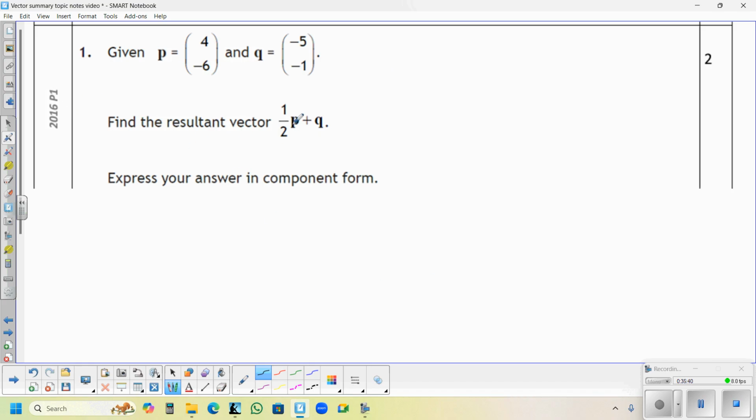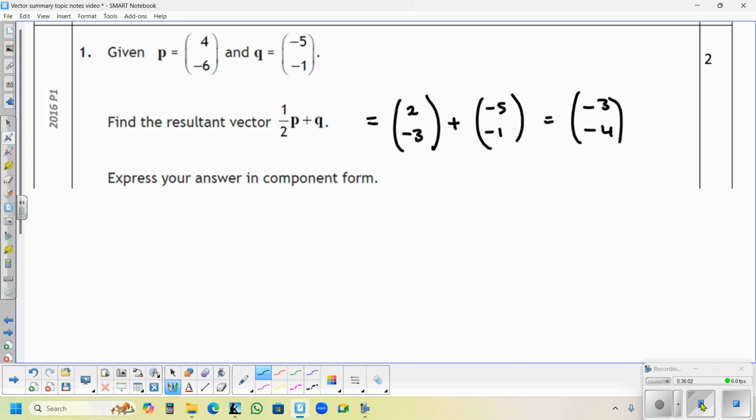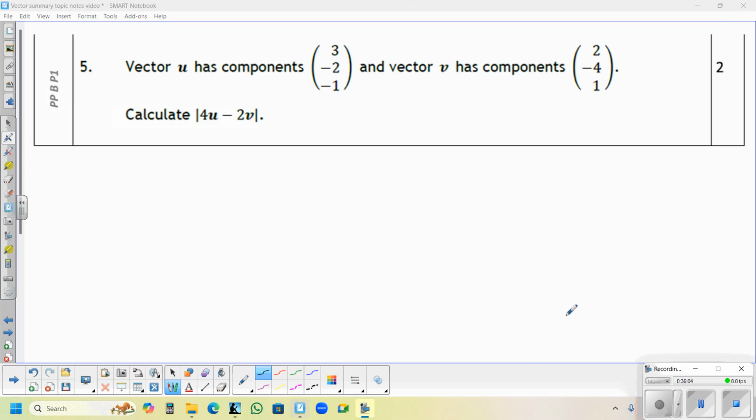So this time we want the resultant vector of a half p plus q. So a half p vector, half of 4 is 2, half of negative 6 is negative 3. We want to add on q, which is negative 5, negative 1. So the resultant vector is 2 plus negative 5 is negative 3. Negative 3 plus negative 1 is negative 4. An easy 2 marks.